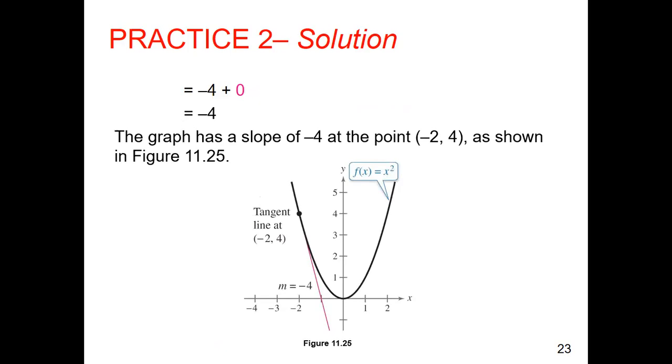Here's a better drawn picture of it, actually drawn out for you. So here's the parent function, x squared. Here's your tangent line at -2, 4. And it has a slope of -4. Notice it's decreasing as we progress from left to right.